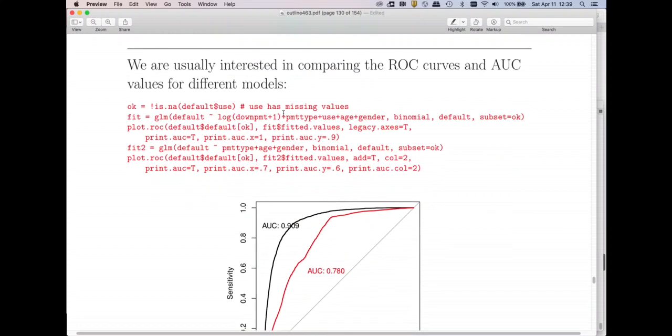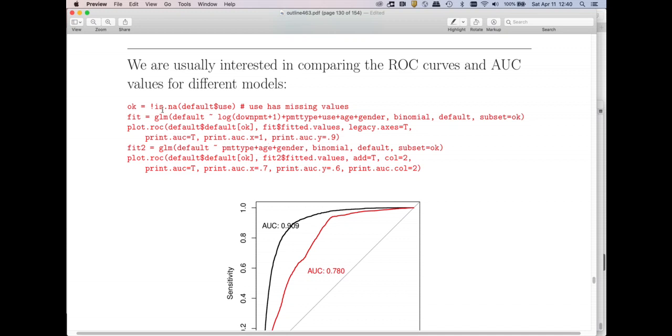So just to illustrate this, I have fitted a logistic regression using quite a few predictors, and then I have a second logistic regression model where I got rid of a couple of the weaker predictors. Okay, so this is the model that is more parsimonious, but then the question is, are my predictions worse if I get rid of those variables? All right, so you'll see fewer variables in fit 2.